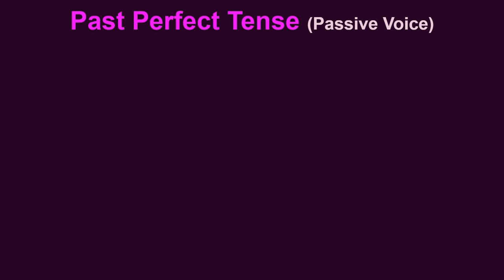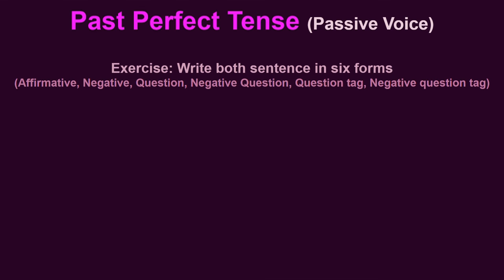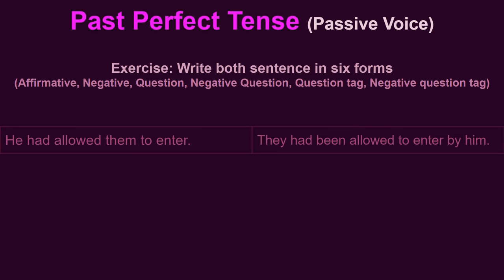Past perfect tense, passive voice. Exercise. Write both sentences in six forms. He had allowed them to enter. They had been allowed to enter by him.